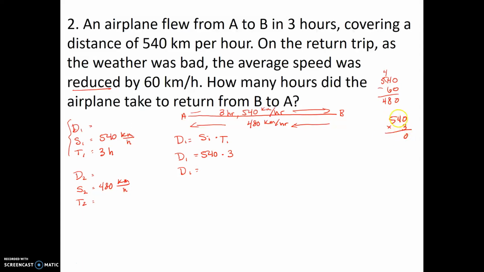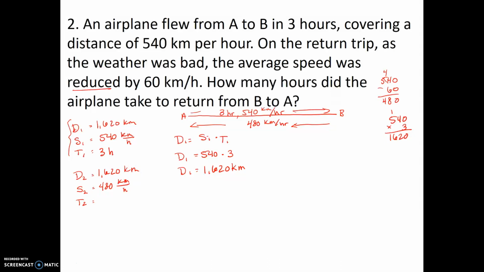3 times 0 is 0, 3 times 4 is 12, and 3 times 5 is 15, plus 1 is 16. So 1,620. Oops, I wrote miles, but that should be kilometers. 1,620 kilometers. Okay, let's go back and fill that in on our chart. And since the distance is the same both directions, we'll fill that in for both distance 1 and distance 2.